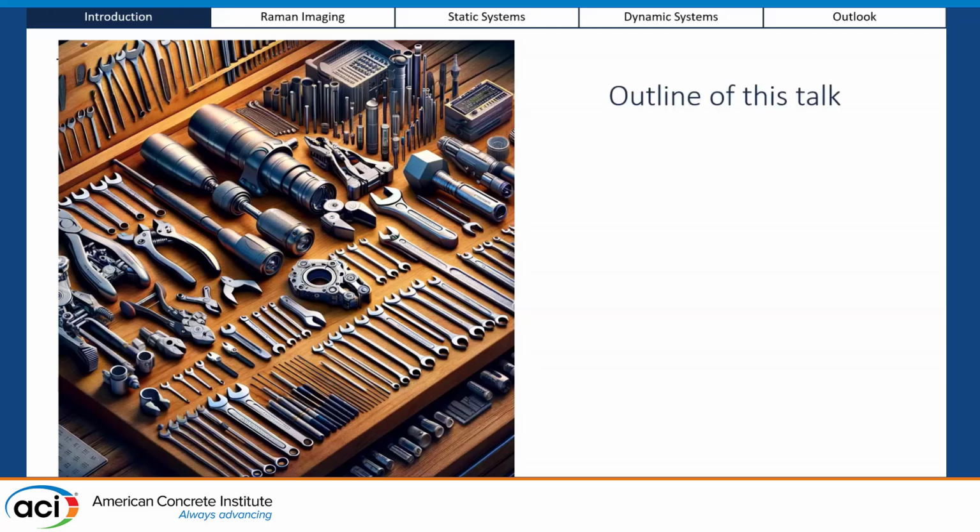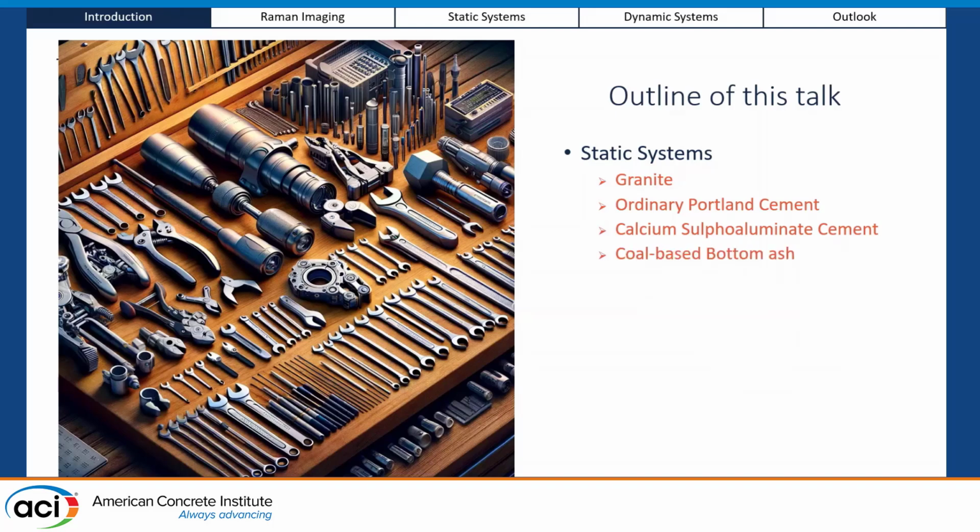Okay, outline of this talk. So we're going to start with static systems. For static systems, we're going to talk about granite, a siliceous aggregate, very common in concrete, ordinary Portland cement, calcium sulfoaluminate cement. We're going to talk about coal-based ashes, specifically bottom ashes, which could be part of the landfill ashes. I want to talk about a new kind of ash, the waste-to-energy ash. If you burn off waste, this is the ash you produce.